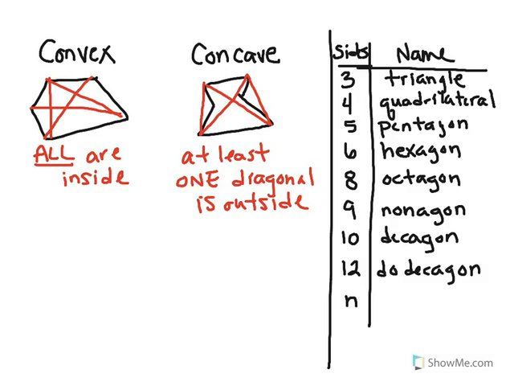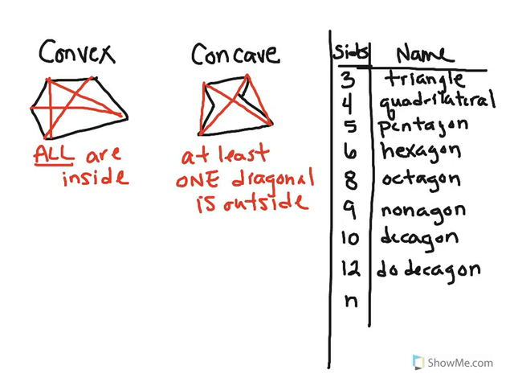Okay, so let's take a look at some polygons with these number of sides and their names. You'll notice that some are left out, and that's because they're just not common. So any polygon that has 3 sides is called a triangle. 4 sides is called a quadrilateral. 5 sides is called a pentagon. 6 sides is called a hexagon. Notice that we skipped 7.